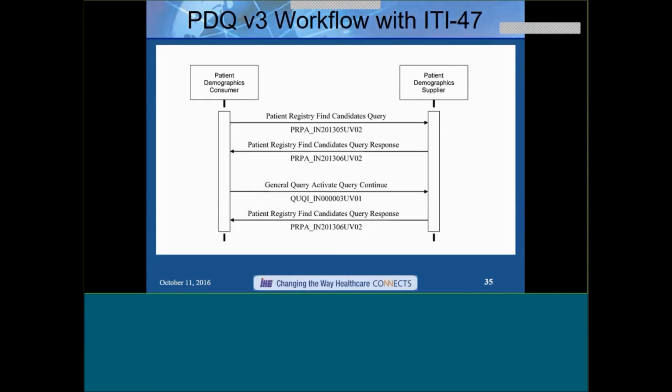And here we have a PDQ V3 workflow with ITI-47. We have the patient demographics consumer on the left, the patient demographics supplier on the right. I included this because it has some of the V3 nomenclature. The query, in V3 speak, is a patient registry find candidates query, and there's the V3 identifier for that, and the response is there as well.